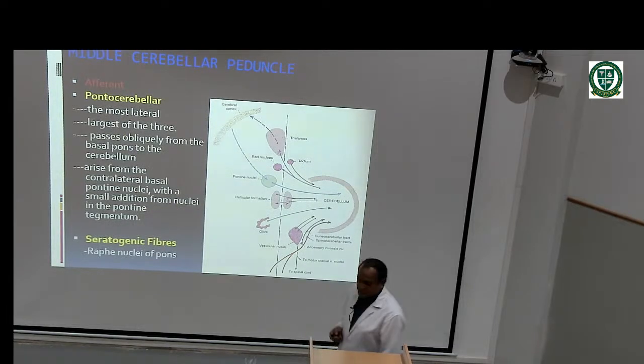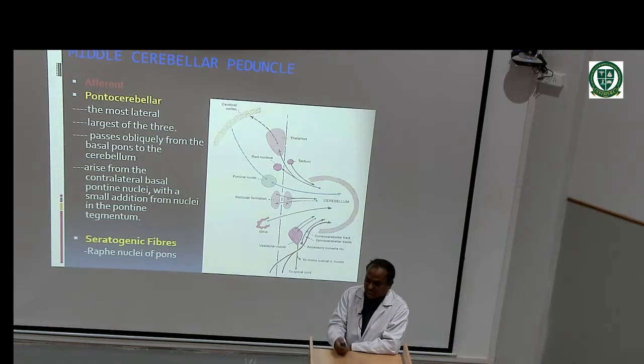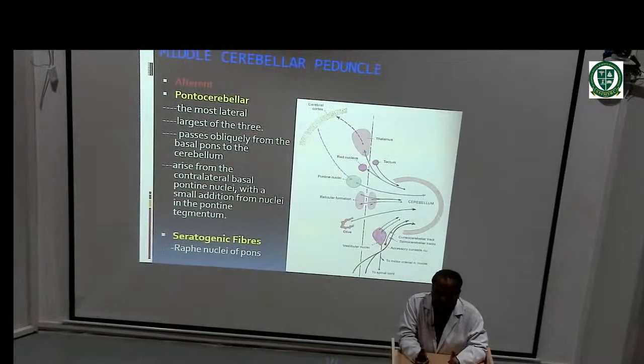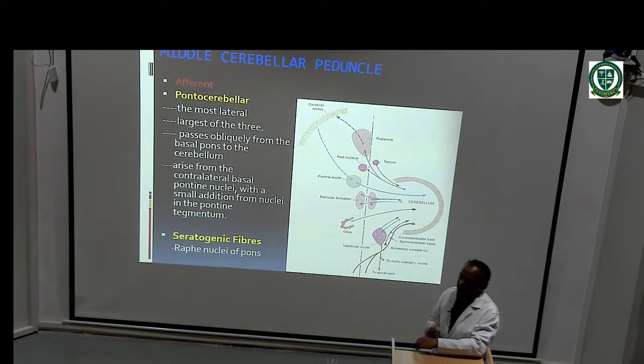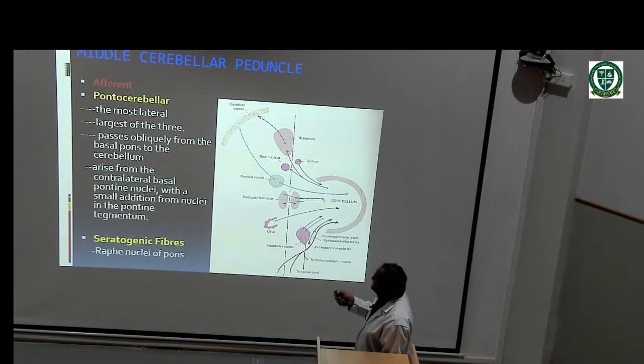Now let us move to the next cerebellar peduncle, that is the middle cerebellar peduncle. In the middle cerebellar peduncle, only afferent fibers are present, no efferent fibers. That point you should remember. It may be asked as an MCQ also. Only afferent fibers are present in the middle cerebellar peduncle. There are two types.